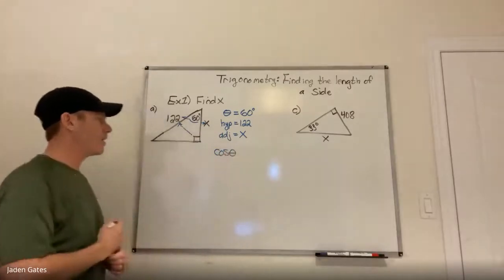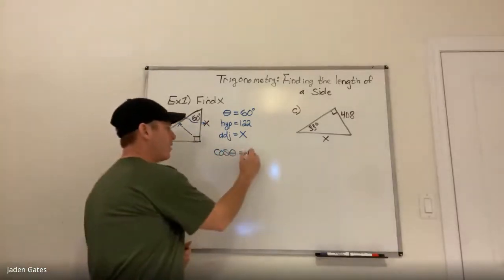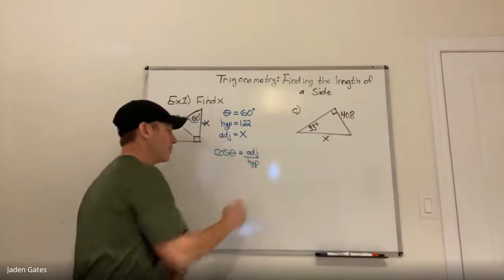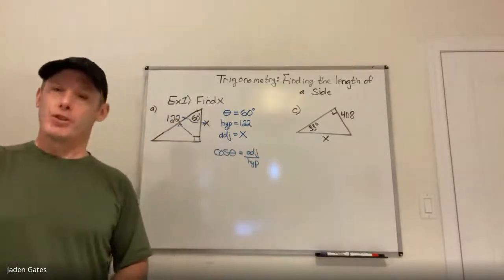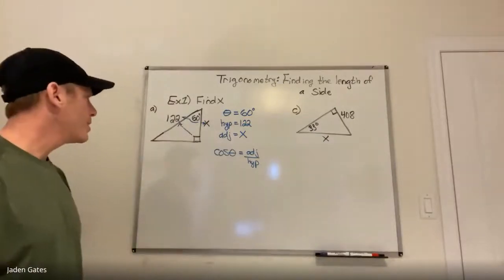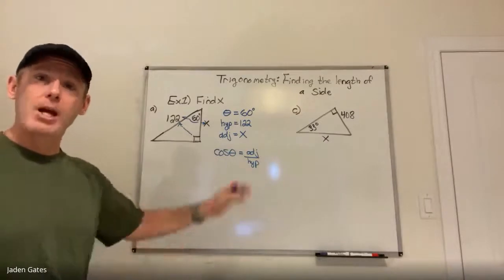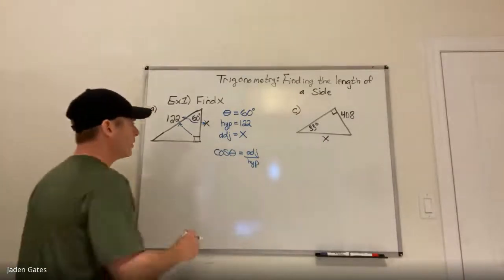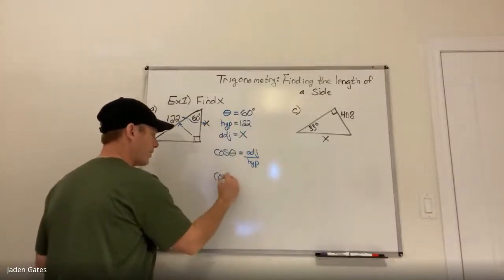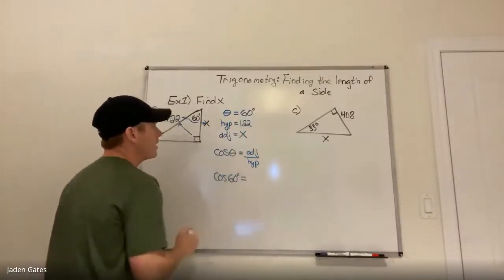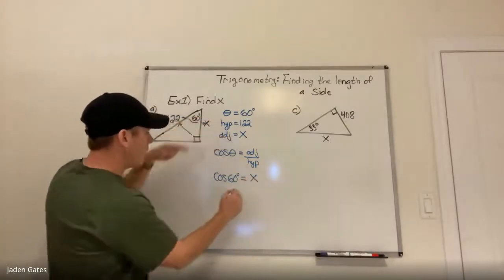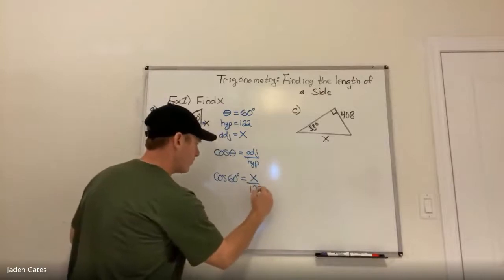So I have cos theta, again, cozy at home, the adjacent, divided by my hypotenuse. So that's the second step, determining which trig ratio you have to use. Again, you don't have a choice. Now the third step, substitute your information in. All right, so I know theta, so I'm going to have cos 60 degrees is equal to the adjacent, that's x, and my hypotenuse, which is 122.